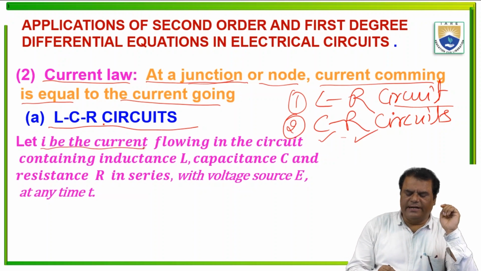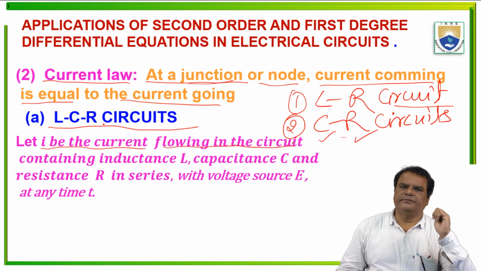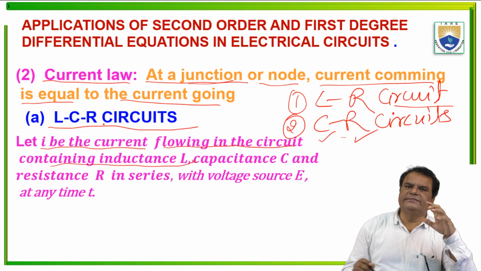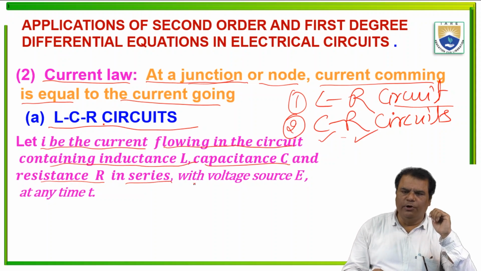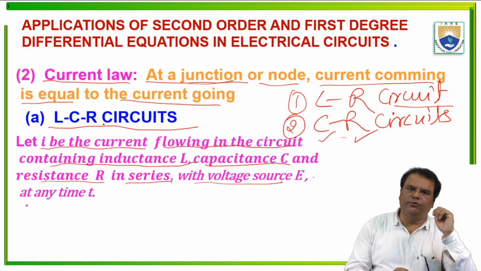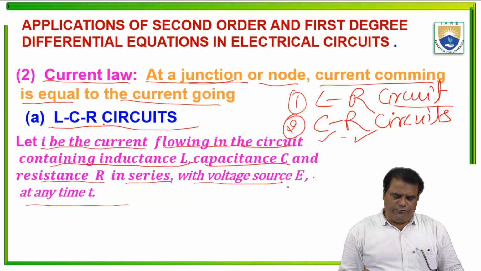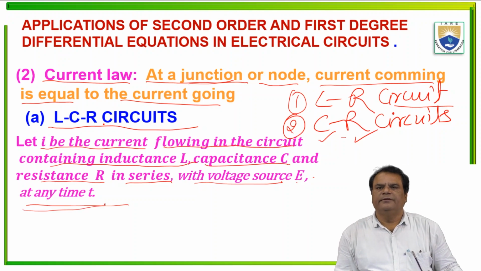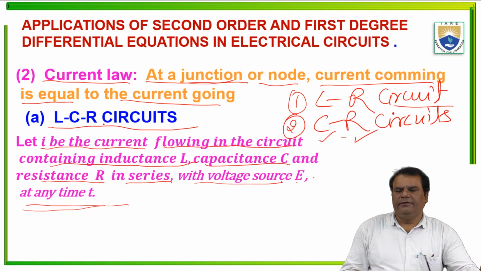So let I be the current flowing in a circuit containing inductance L, capacitance C and resistance R in series with voltage E, the electromotive force at any time. E is the electromotive force, the voltage E at any time in the circuit. Then that is known as an LCR circuit. There are three electrical components.